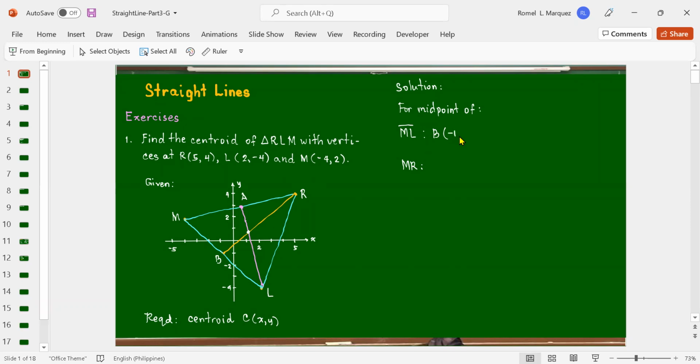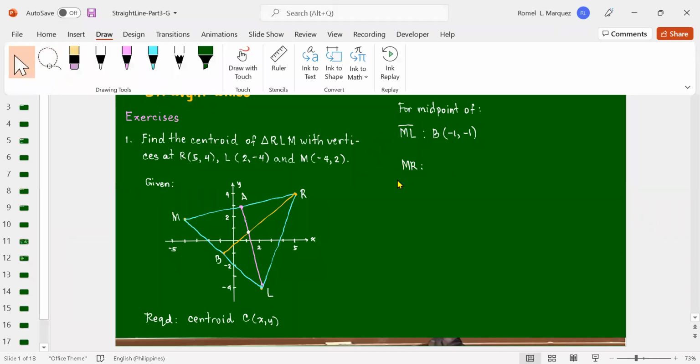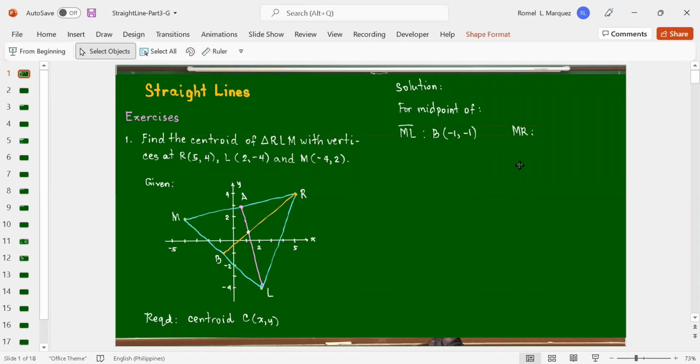Okay, guys? What about the y coordinate? -4 plus 2 is -2, divided by 2, -1 also. Am I right, guys? Yes, sir. Okay, so what about the midpoint of MR? For the midpoint of MR, we have point A, no?